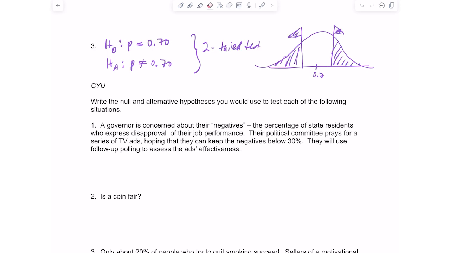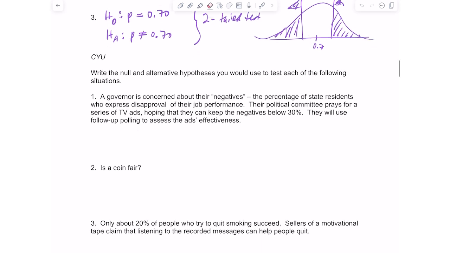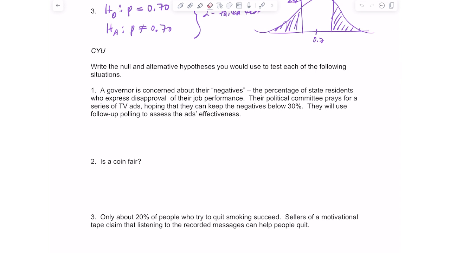I would like you to pause the video and try these three problems, writing the null and alternative hypotheses, because this is really important practice for when we're doing an actual hypothesis test.